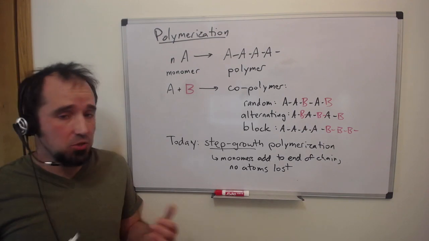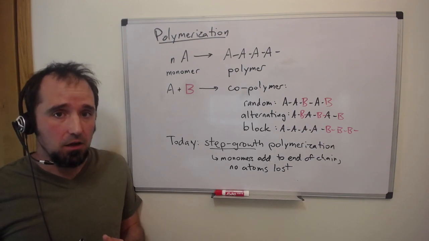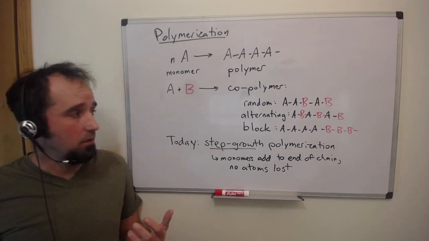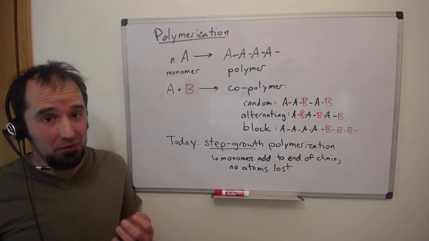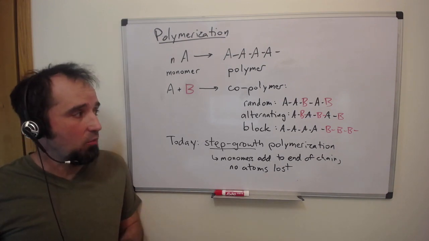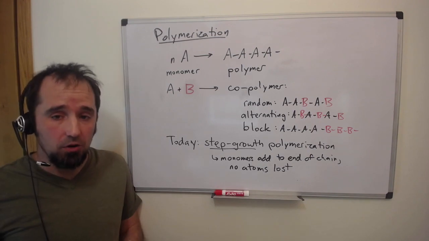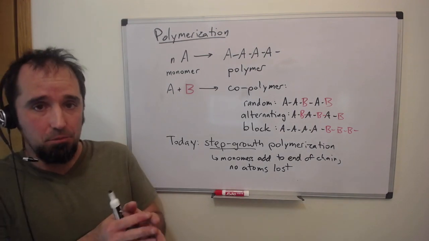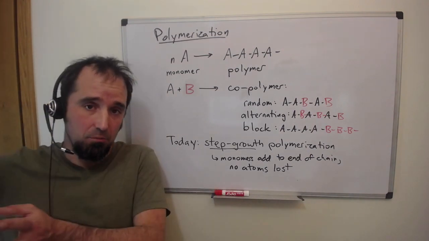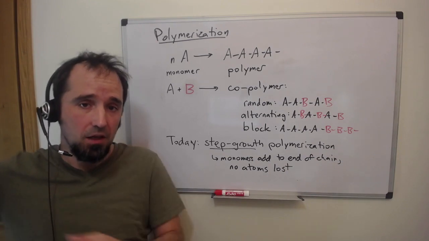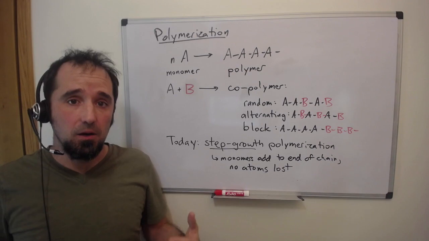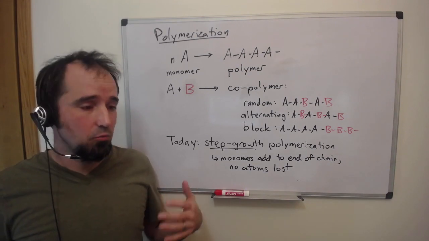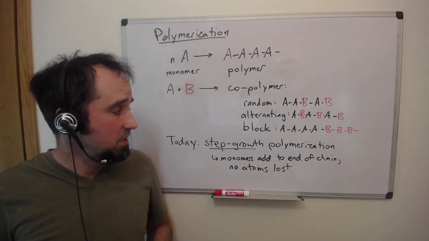So if I have two different monomers, then there's lots of possibilities. I can have a random copolymer where they more or less add randomly. I can have an alternating copolymer, or I can have a block copolymer where essentially I'll have very big segments of all one and then very big segments of all the other. And when I might want one or the other is more of an engineering question: what properties am I trying to build into my material?